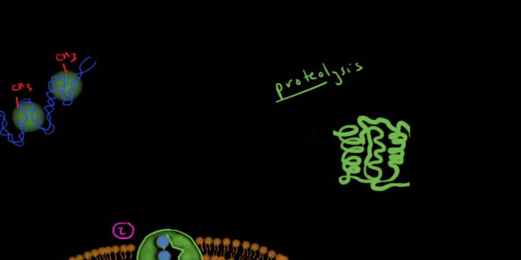And you may have actually heard of the term zymogen. And a zymogen is an inactive form of an enzyme. And sometimes the way to activate a zymogen is by cutting it. And that's proteolysis.